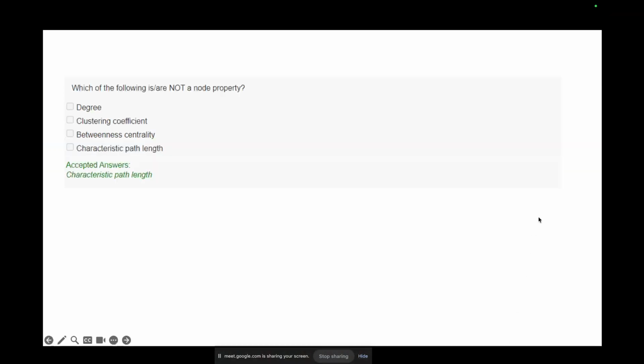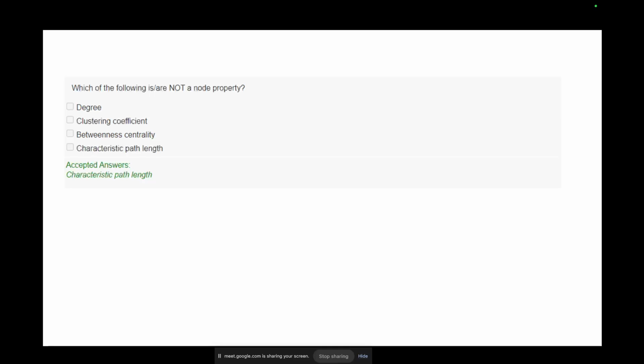It's actually characteristic path length. Again, these questions are very tricky, the terminology gets mixed up. Out of all of the four, degree you can calculate for a node, clustering coefficient you can calculate for a node, betweenness centrality also you can calculate for a node. You can extrapolate all these things to networks, but individually for nodes you can calculate.